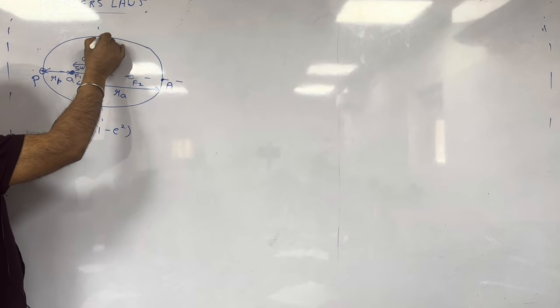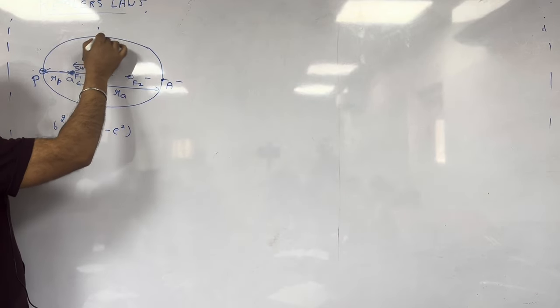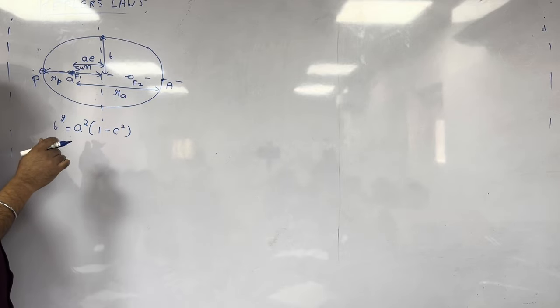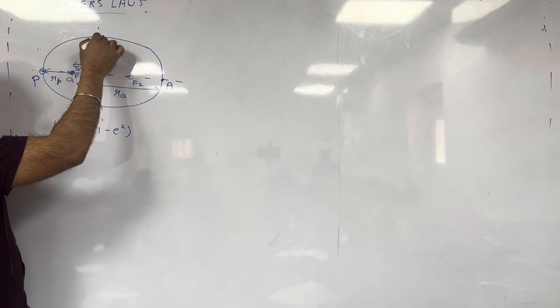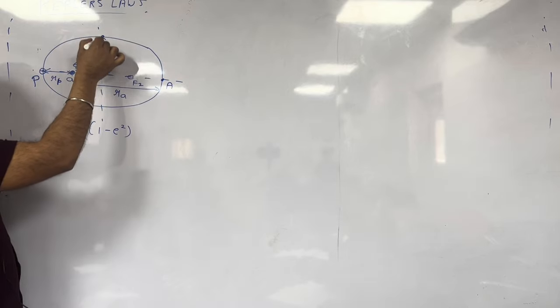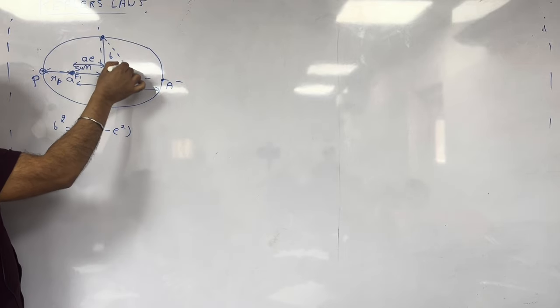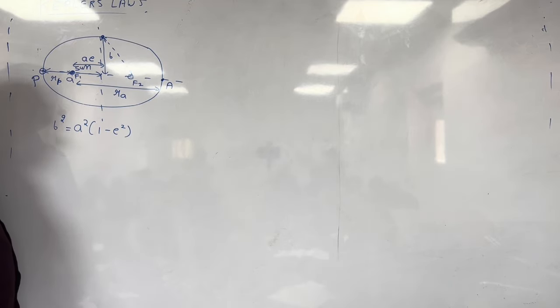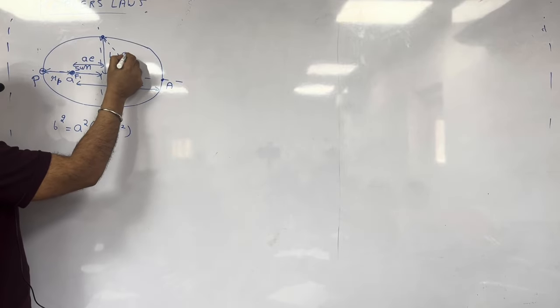Now that is the semi-minor axis point. From here to the focus, what will the distance be? That is very important, because in the numericals you are going to use this distance. Tell me what is the distance from the focus to the end point of the semi-minor axis. Just try to calculate it. Yes, this distance will be A.